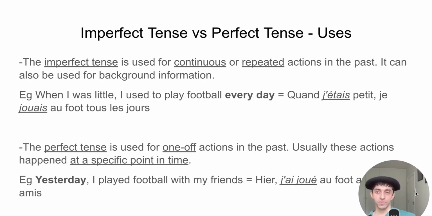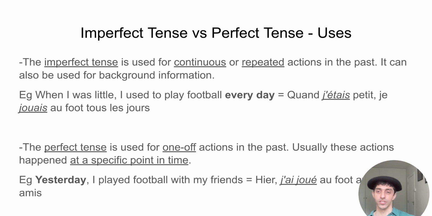Okay, so here are the uses of the imperfect tense and the perfect tense. So the imperfect tense, firstly, is used for continuous or repeated actions in the past. That's the key: the action that's referred to must have been repeated in the past. It can also be used for more background information. For example, when I was little, I used to play football every day, which in French would be quand j'étais petit, or petite if it's a girl talking, je jouais au foot tous les jours. So those 2 verbs in italics, j'étais and je jouais, are both in the imperfect tense.